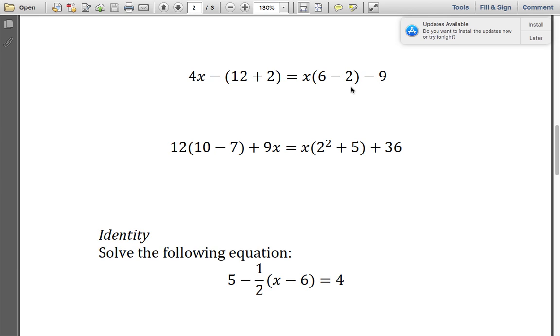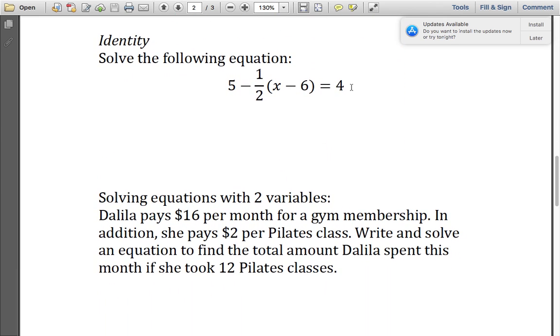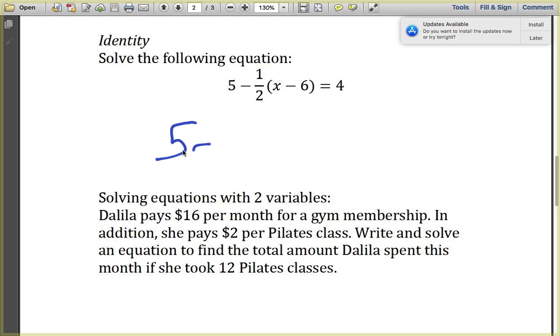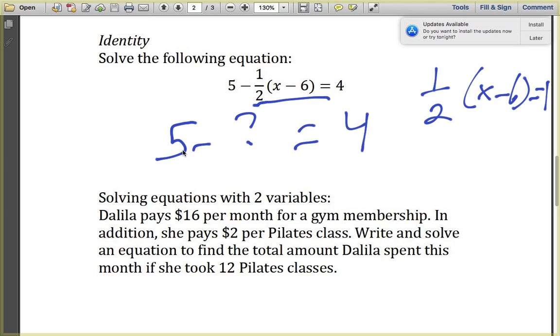So, solve the following equation. We will do this one again, just like we did before. So 5 minus what would equal 4? Well, I hope you realize that that would be 1, right? 5 minus 1 would equal 4. So this number here has to equal 1. So 1/2 times x minus 6 has to equal 1. Okay, we're just using logic here. Not actually doing much math, just thinking about it.